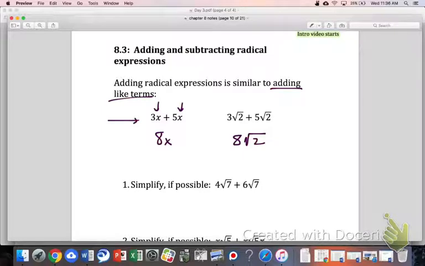So let's start off with number 1. Number 1 obviously is a radical expression. I've got two radicals within, one radical within each of the terms here. And notice that the radicals are the same, right? They're both square root of 7. And so that means that the two terms are like terms, and I can add them up. The way that I do this is I add the coefficients. 4 plus 6 is 10, and I leave the radicals the same. There's nothing more that can be done to simplify this, and so I know that I'm done. Let's move on to number 2.